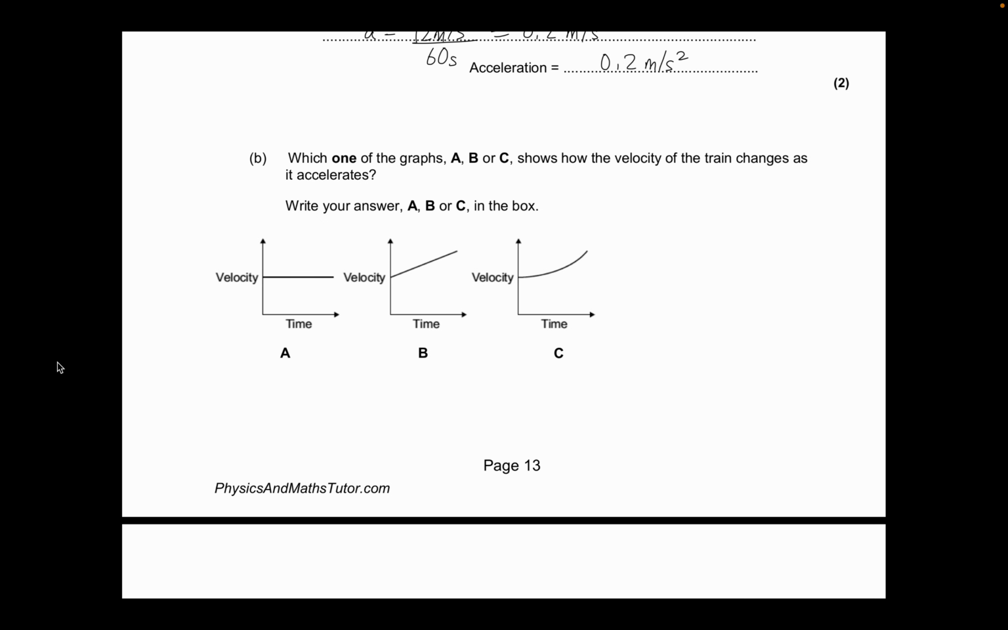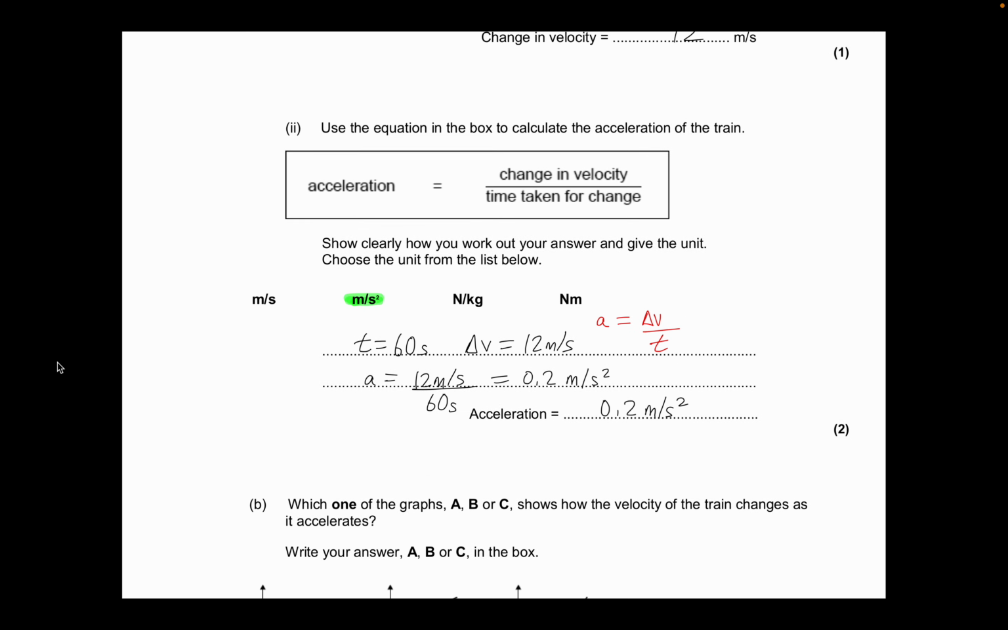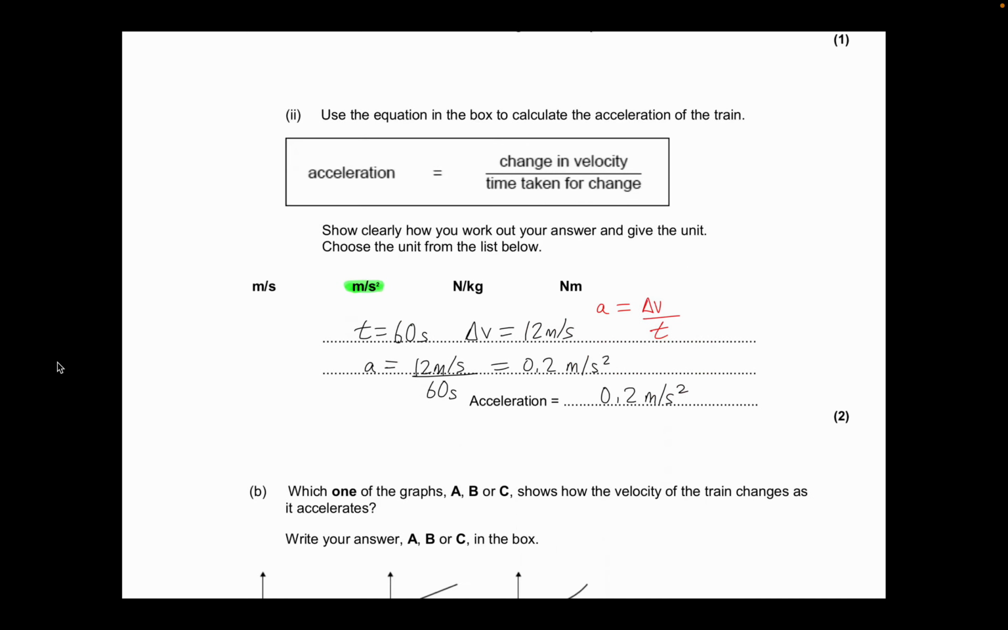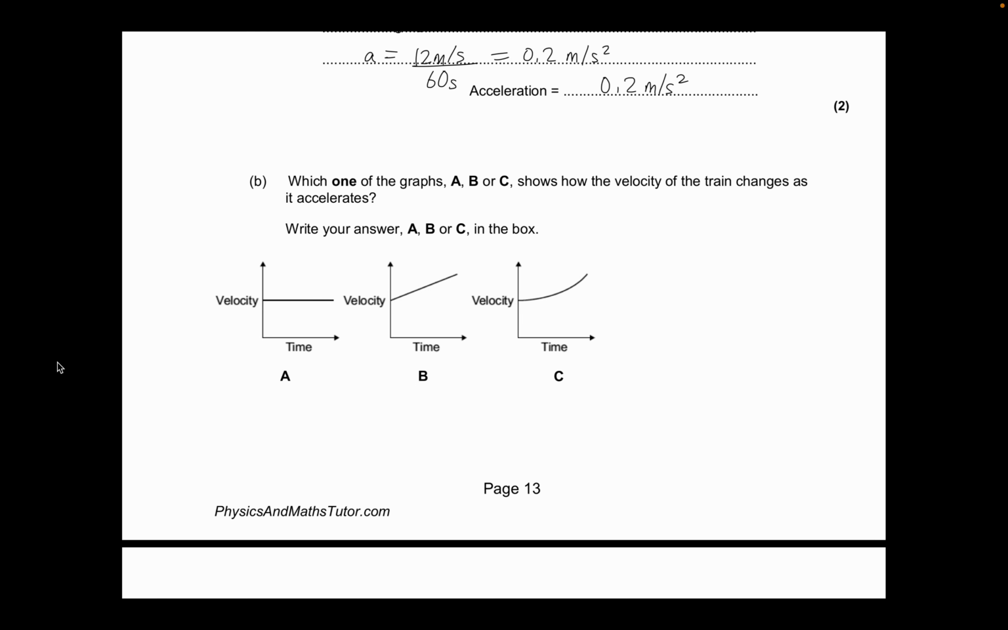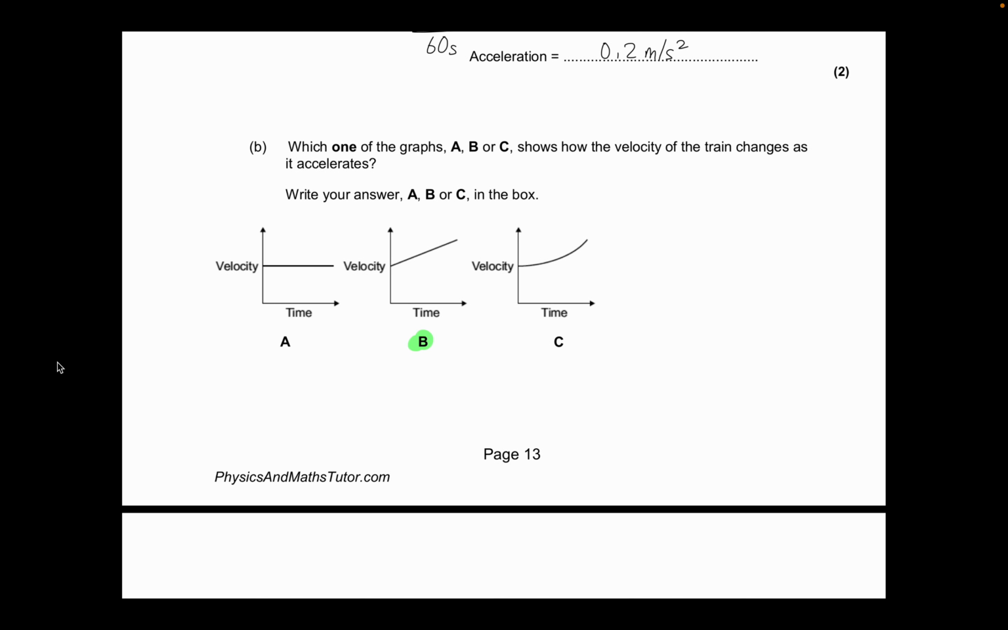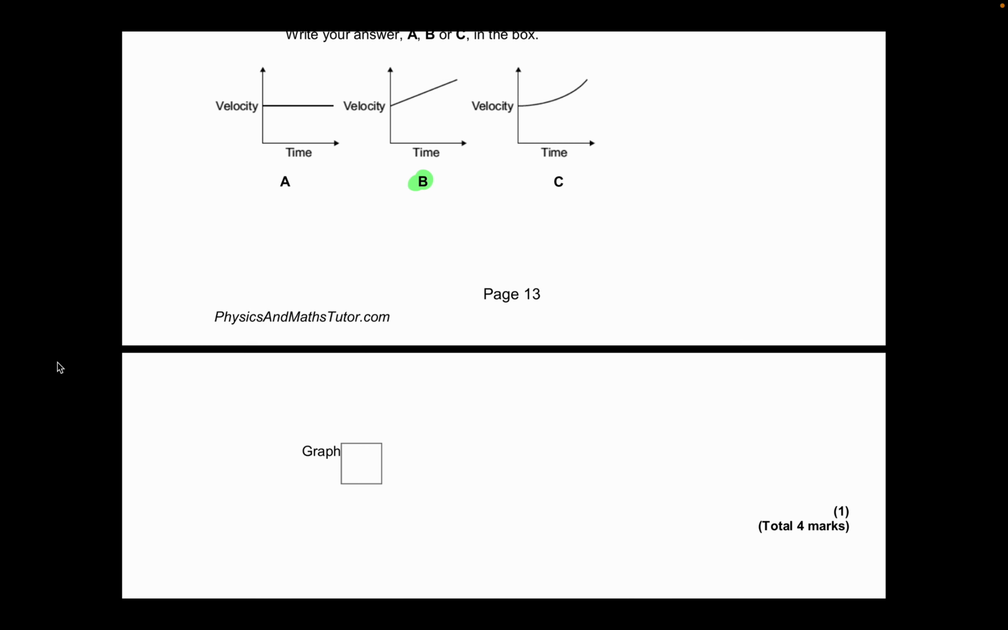Which one of the graphs, A, B, or C, shows how the velocity of the train changes as it accelerates? It's going to be a straight line, because if you look at the clue words from the beginning of the question, it's been saying that the high-speed train accelerates at a constant rate in a straight line. So that means it's not going to be curving, nor is it going to be horizontal. It's going to be B. It's going to be this graph over here. It's a straight line. We're just going to write here that it's graph B.